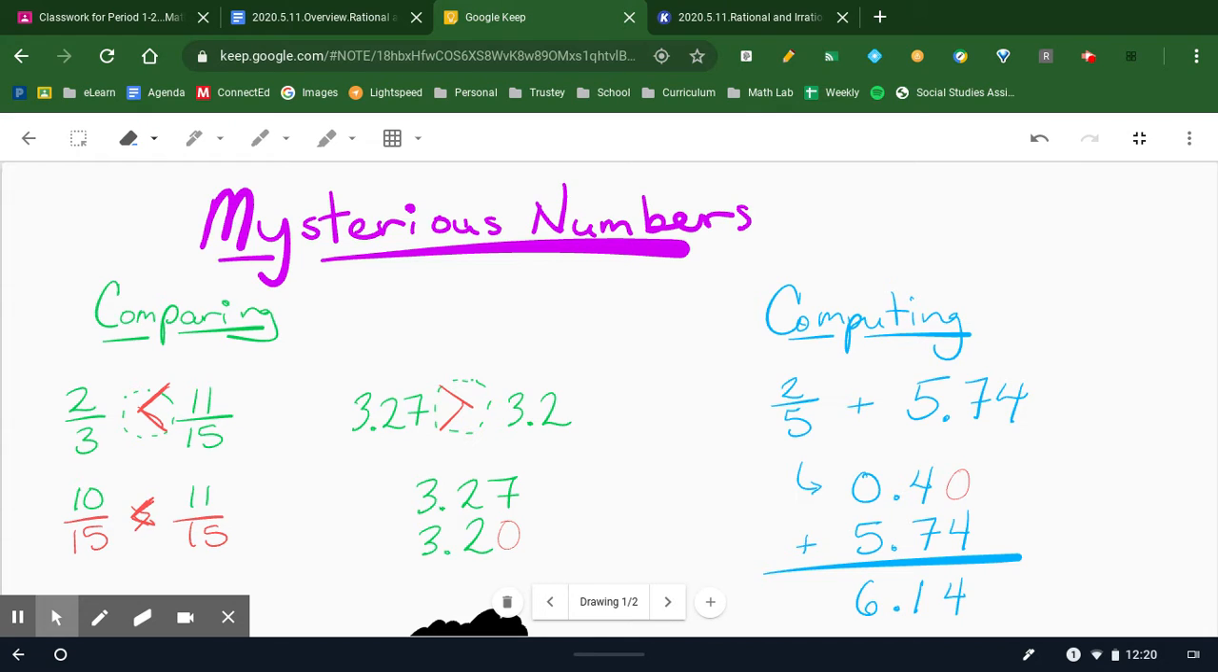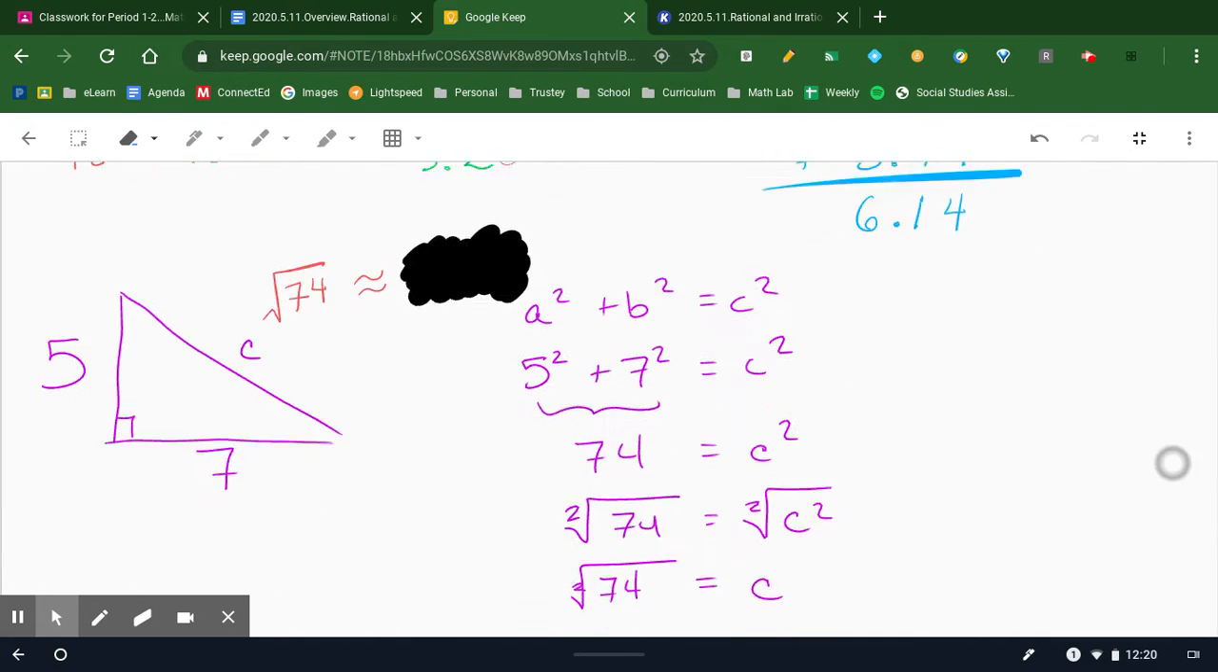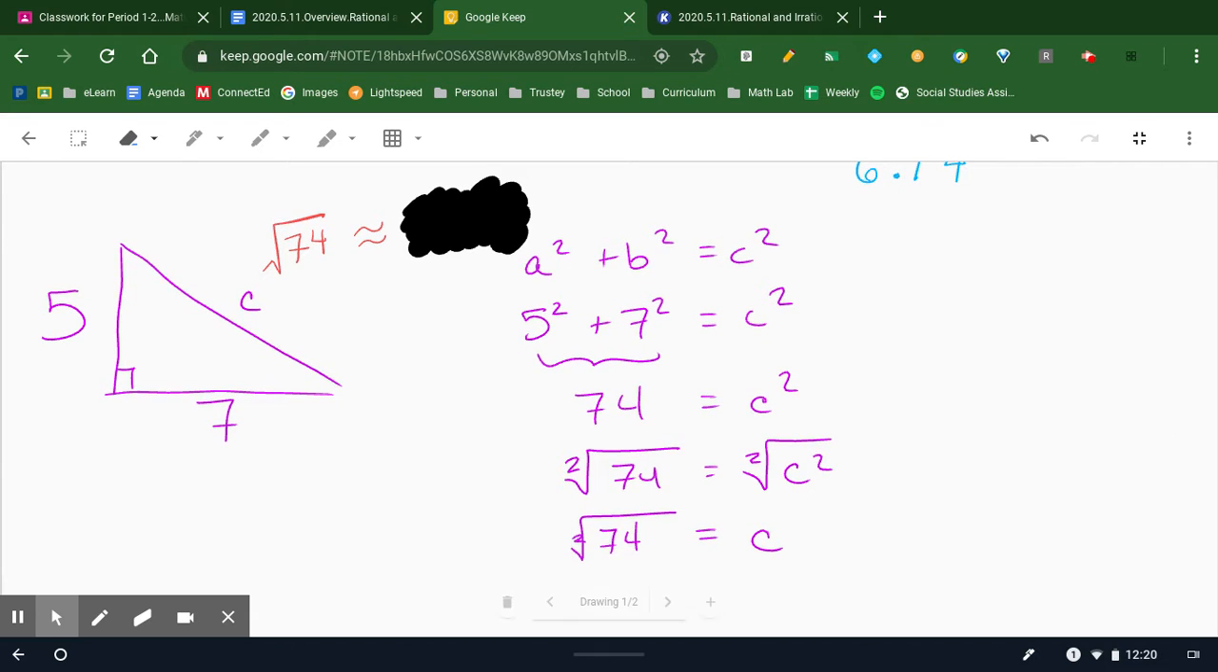But what happens when you have these mysterious numbers that cannot easily be changed to either ratios, fractions, or decimals? For instance, many of you could recall right triangles and the Pythagorean theorem. Let's say you have a missing piece, the C value, and you find that it's the square root of 74. Okay, what on earth does that mean? And how do we know or even check to see if that's a reasonable answer or not? For instance, many of us can look at 5 and 7 and just kind of estimate a side length of 8. But okay, is the square root of 74 a reasonable answer or not?